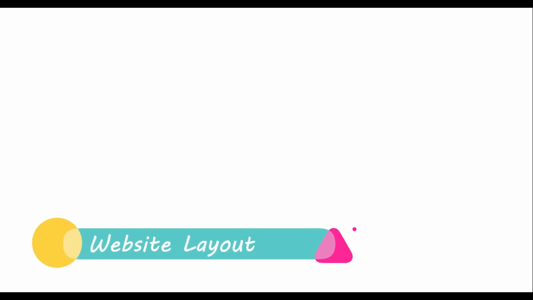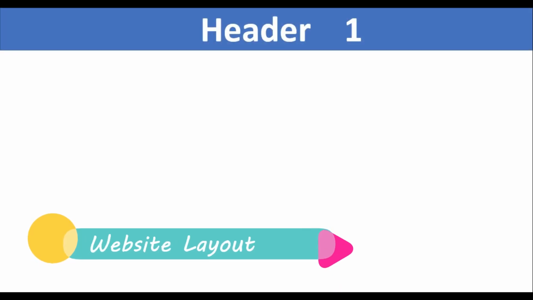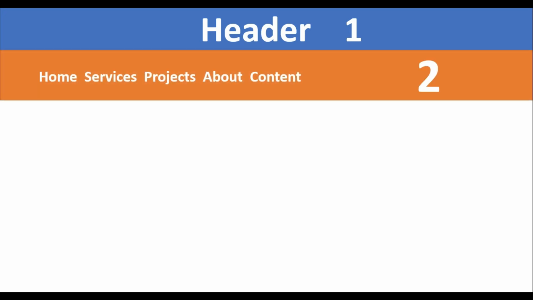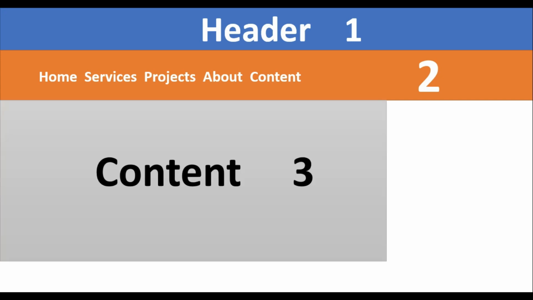Alright, so the common website layout has 5 steps. So the first one is header. The header is the logo section of your web page. The second one is the navigation bar, where the visitor can visit throughout your website or they can check your website. The third section is the content, where your main content is located according to the targeted visitors.